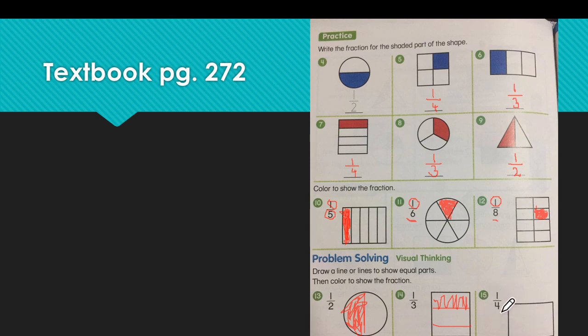1/4. Divide the shape into 4 equal parts and shade one of them. See, and I said I don't want to do this part. I said only smart students can do it, but I did it anyway. Good. Forgive me for my drawing skills, okay?